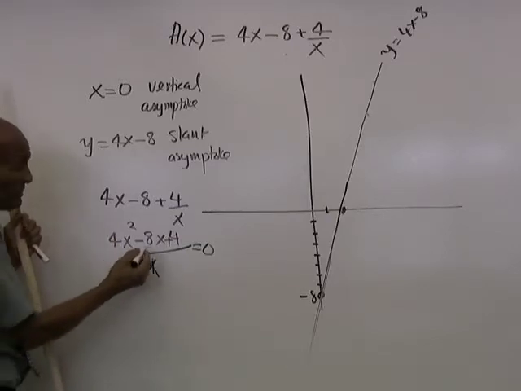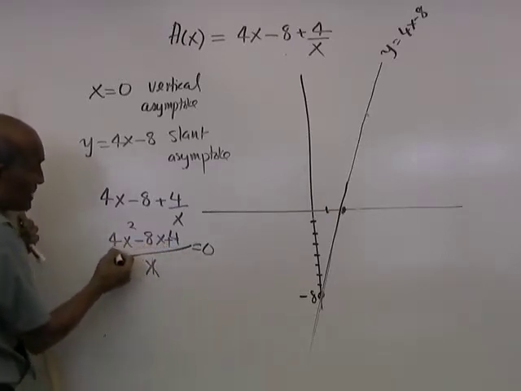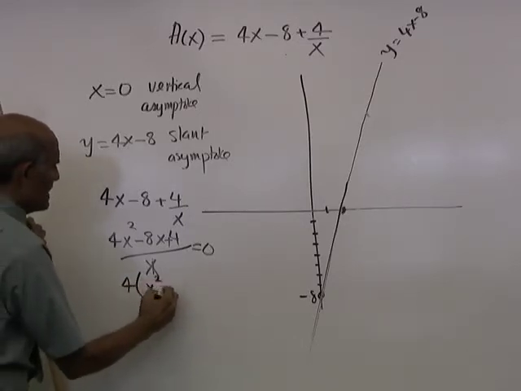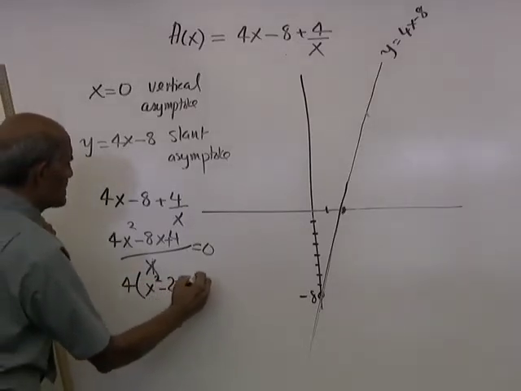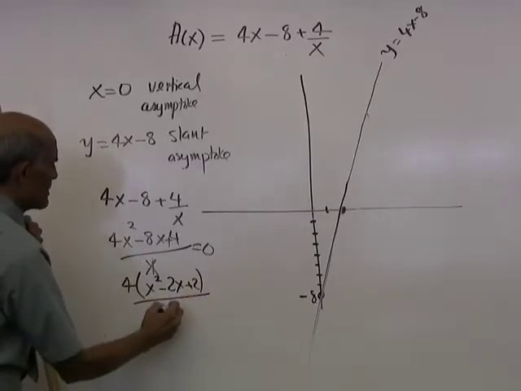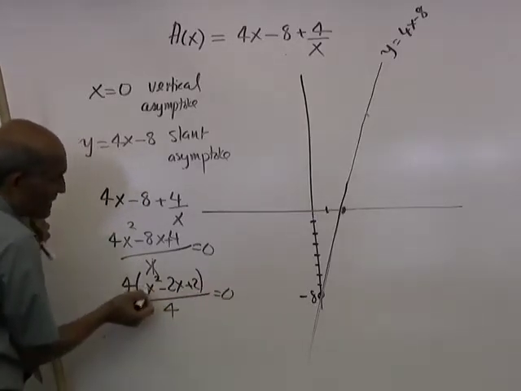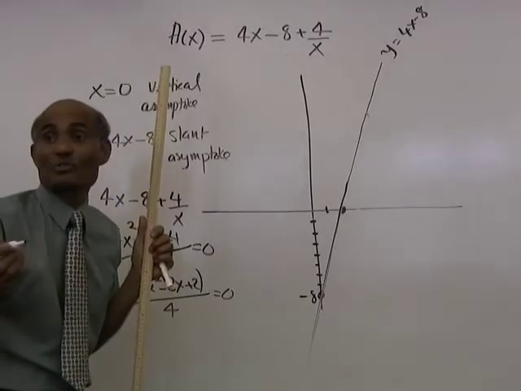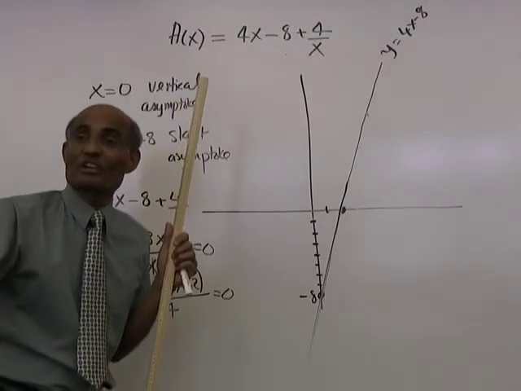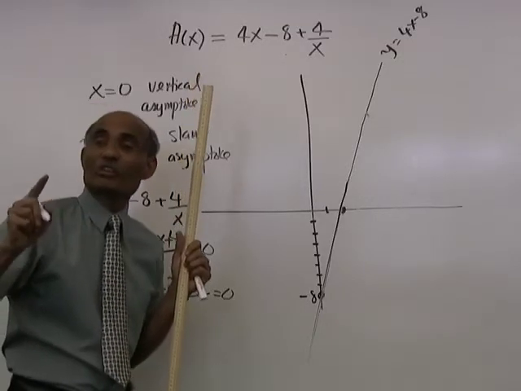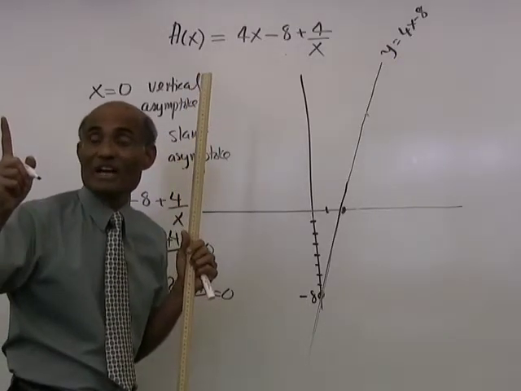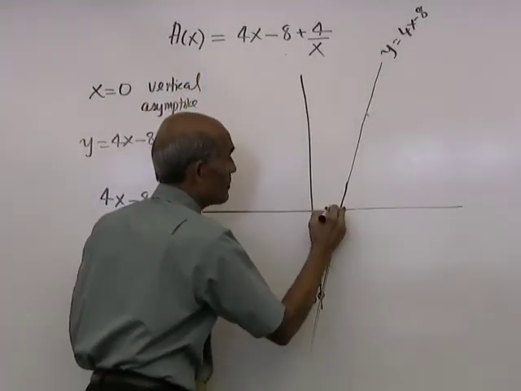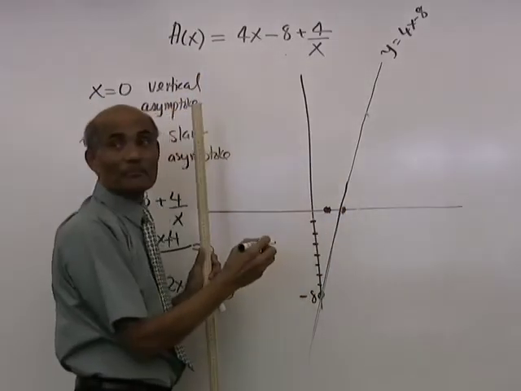And I'm going to simplify this. You can see 4 is the common factor. 4 times x squared minus 2x plus 1 divided by 4 equal to 0. X squared minus 2x plus 1 is x minus 1 all squared. When you set it equal to 0, you get x equal to 1 is an x-intercept. It's a multiplicity 2. So x equal to 1 is an x-intercept.